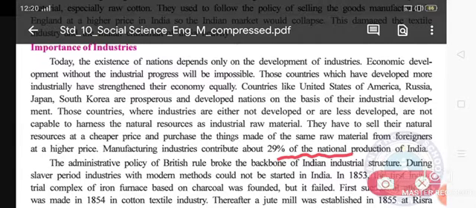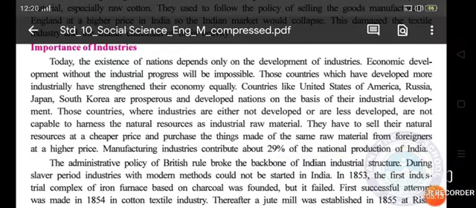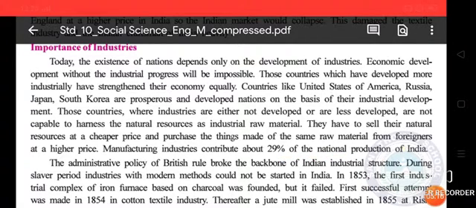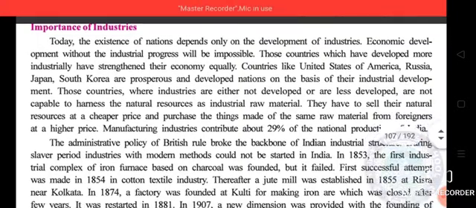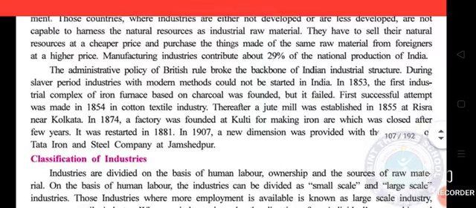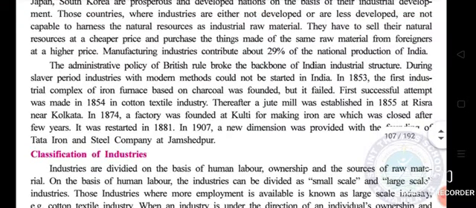29% for the national production of India, or in our country. The administrative policy of British rule broke the backbone of India's industrial structure. During the slavery period, industries with modern methods could not be started in India. In 1853, the first industrial complex of an iron furnace based on charcoal was founded, but it failed.